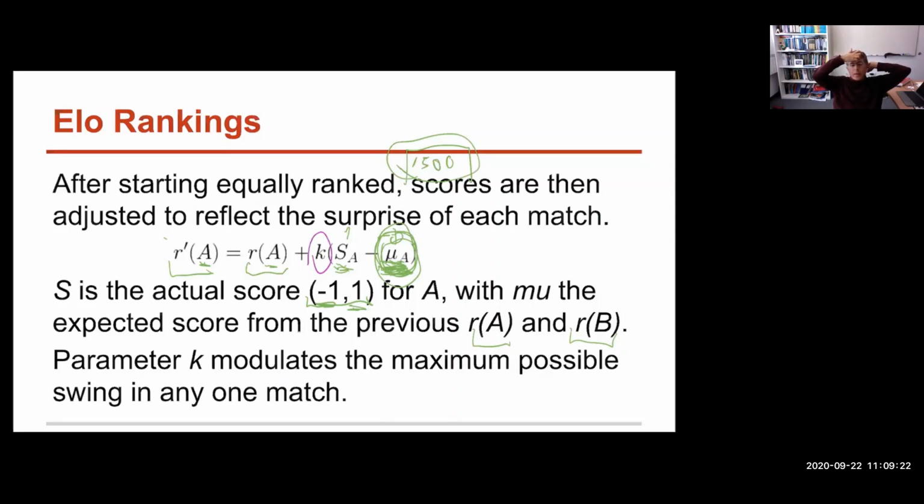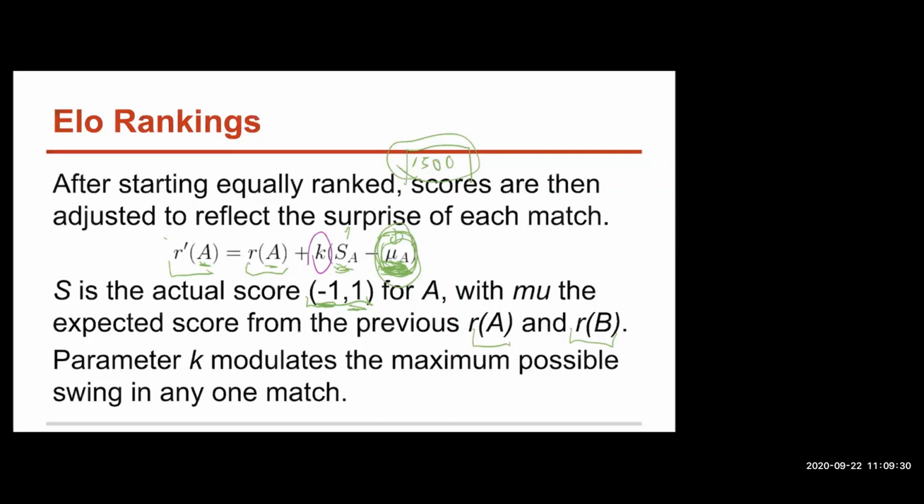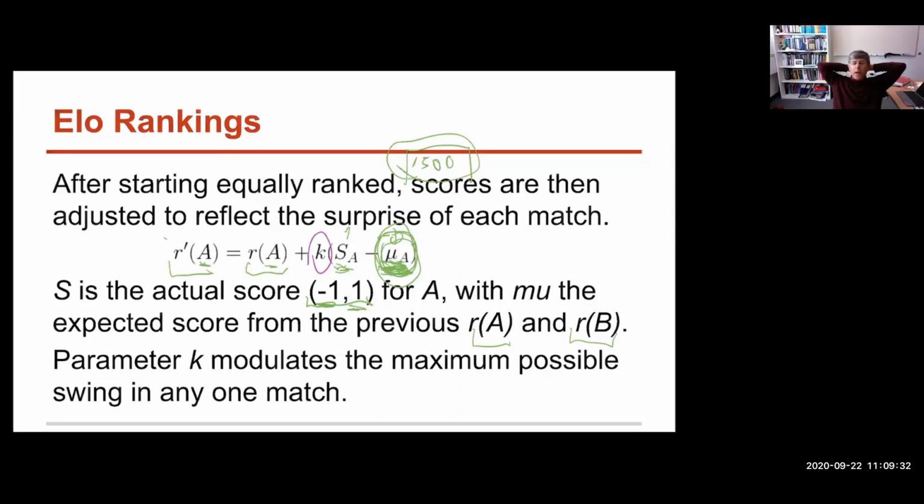In chess, I think k is equal to 40. Typically, they start people, I believe, at 1,500 or 1,200, and k is equal to 40. But recognize what the effect of k is. I can't tell you what the right way to set it is. You want to figure out how much swing you want in your system. That's what the parameter is going to tell you.